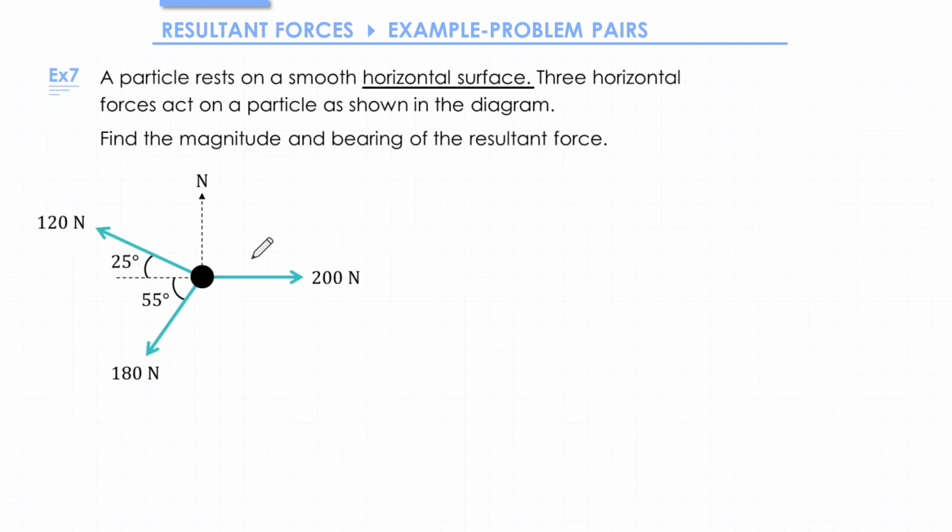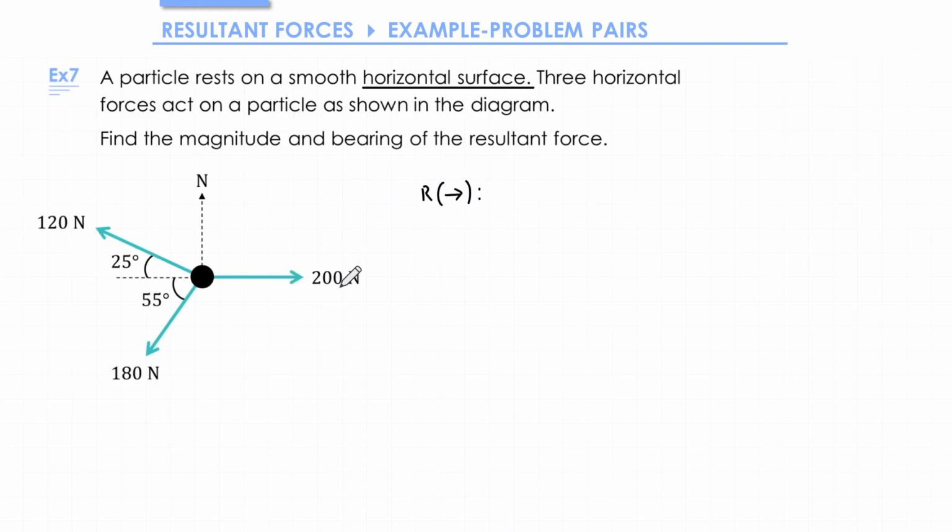The general idea to solving these problems is to take all of the forces and replace them with two forces in perpendicular directions. Once you've done that, you can reduce the problem to a bit of simple trigonometry and Pythagoras to find the answer. So let's begin by resolving to the right.